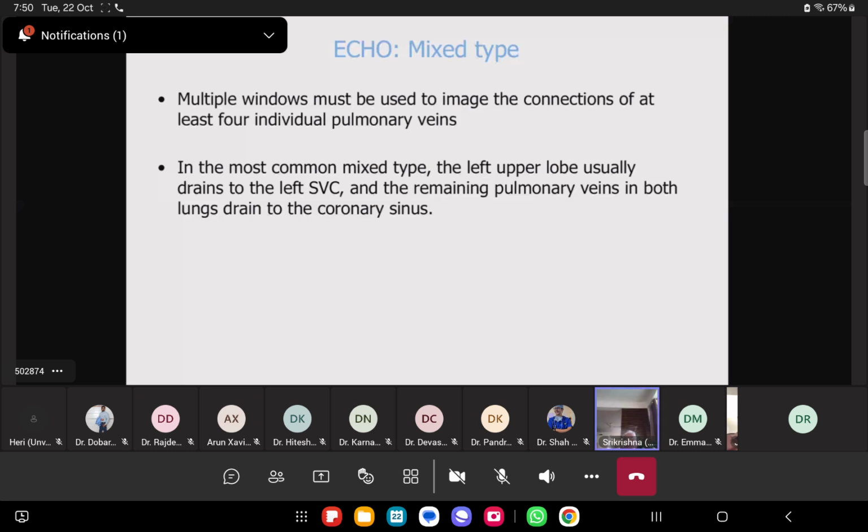four individual pulmonary veins. In the most common mixed type, the left upper lobe usually drains to the left SVC and the remaining pulmonary veins drain into the coronary sinus.